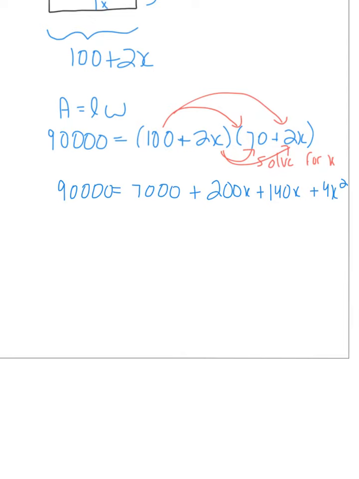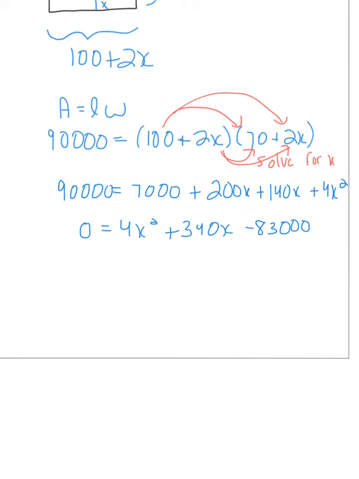When I do that, I get 100 times 70 is 7,000, 100 times 2x is 200x, 2x times 70 is 140x, 2x times 2x is 4x squared. So now I'm going to simplify this quadratic by collecting like terms, these two terms here. I'm also going to bring the 90,000 to the right side and again collect like terms with the 7,000. And when I solve quadratic equations, I like it to be in the form ax squared plus bx plus c, so I'm going to move that 4x squared term first.